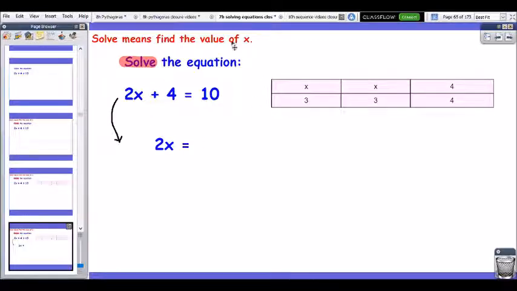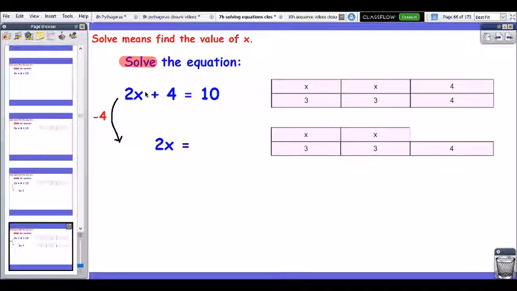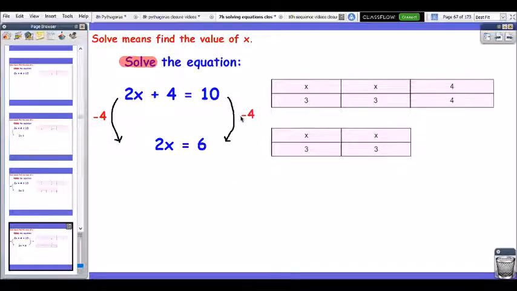So I want x on its own, so that plus 4 does not need to be there. How do I get rid of a positive 4? Well, the opposite of adding 4 is take away 4. So here's my diagram for what I've done so far, but 2x isn't equal to 10, is it? I must also balance the equation by taking away 4 from the other side, so 2x is equal to 6, as you can see by this image.